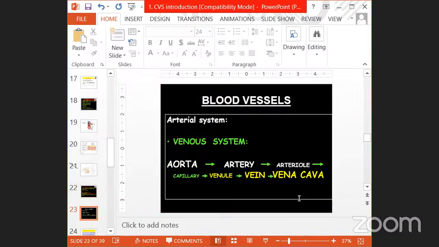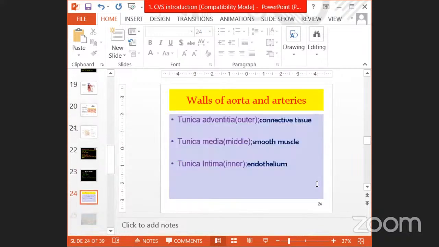Coming to the vascular system, it consists of the arterial system and the venous system. So that means aorta, artery, arteriole, capillary, venule, veins, and vena cava. This is the structure of our arteriovenous system of blood vessels, starting with the aorta and ending in the vena cava.